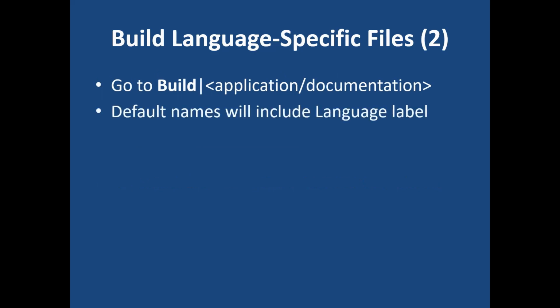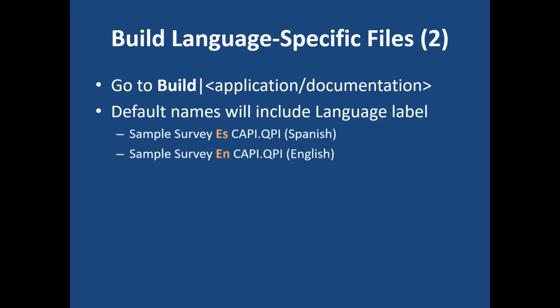Next, go to the Build menu and select the application or documentation file type. Note that the default names will include a 2-letter language label. For example, ES for Spanish and EN for English, shown here in orange to illustrate.